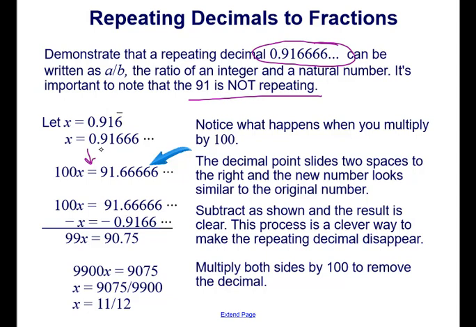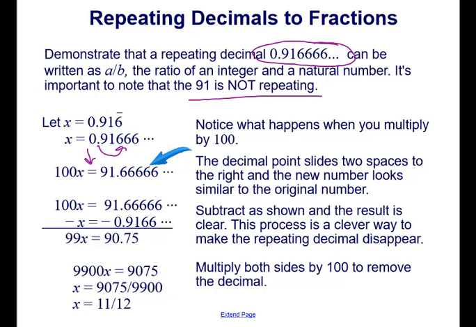The decimal point slides 2 places to the right, and the new number looks similar to the original number, but it's almost like we're taking the two digits that are not repeating and we're moving them before the decimal, to the left of the decimal. So that's a good way to remember and think of what power of 10 you should use to multiply both sides of the equation by, because that will help you, again, remove and make the repeating part of the decimal disappear.